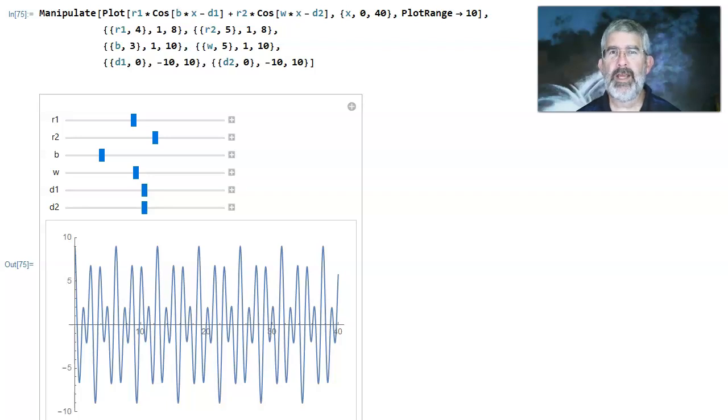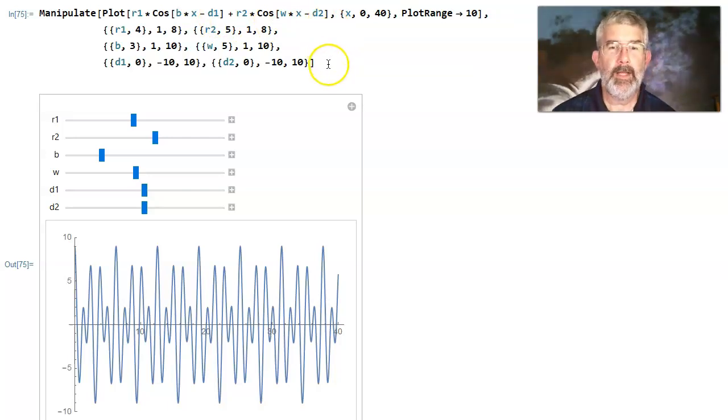In this video, I want to take a look at the sum of a couple of cosines, because that's what we're getting for solutions to the undamped forced vibration problems. So what I'm doing here, I'm using Mathematica, and I'm plotting R1 times the cosine of bx minus d1 plus R2 times the cosine of wx minus d2. So R1 and R2 are the amplitudes of these two cosines. B and W are determining the periods of the two cosines, and D1 and D2 are determining the horizontal shifts.